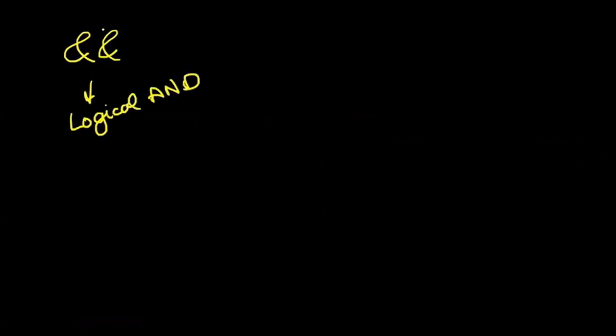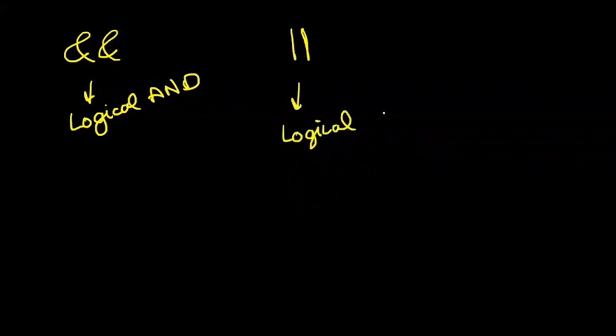These two pipes: on top of enter, you will see a pipe symbol. You put that pipe two times, and this is the operator for logical or. This is logical or. And how is not written? Just put an exclamation mark. This is logical not. This is your logical not.